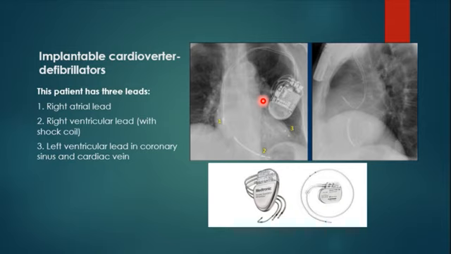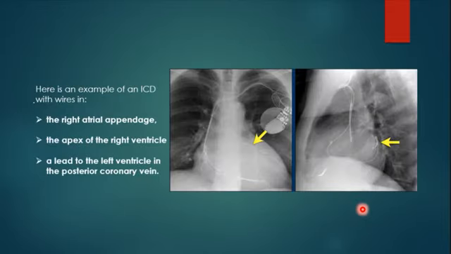Implantable cardiovascular defibrillators usually have three leads, one in the right atrium, one in the right ventricle, and the other one in the left ventricle. This is how they look on X-ray, and this is how they look in reality. This is another type of implantable cardiovascular defibrillator. There were three leads, as I said, in the right atrium, right ventricle, and the third one in the left ventricle.